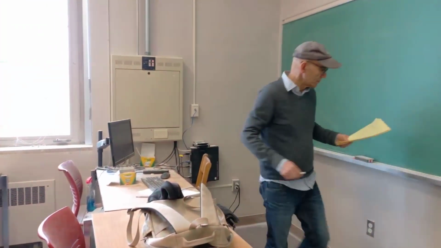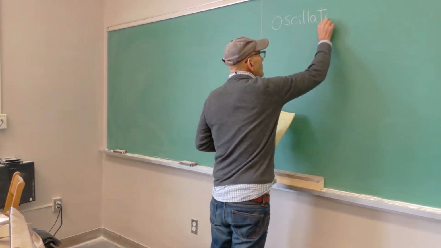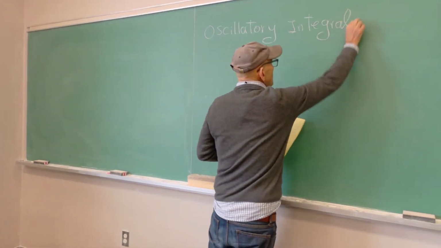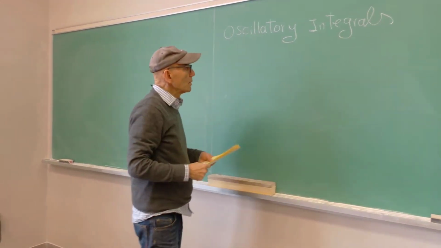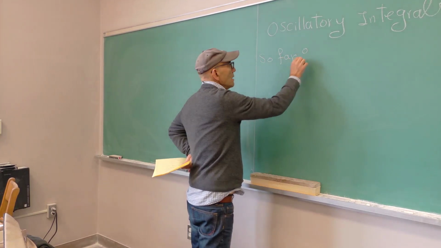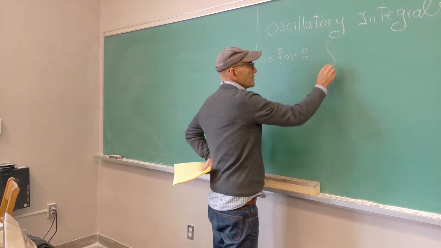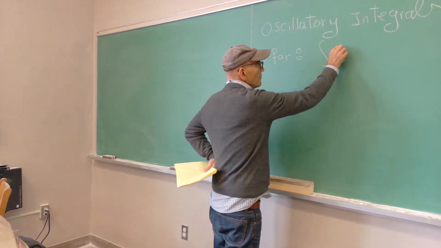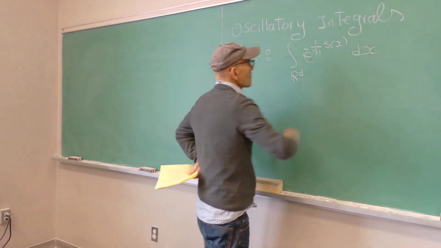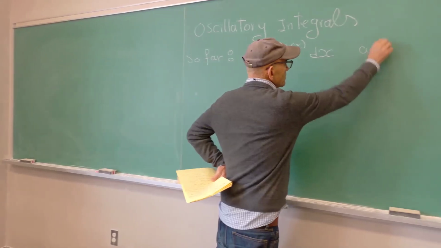Let's see. The next thing is oscillatory integrals. So what's the issue here? So far we studied exponential integrals which are real. So exponential integrals of this form are the exponential of minus 1 over h bar S of x dx, right? So the action is always real, no matter what.